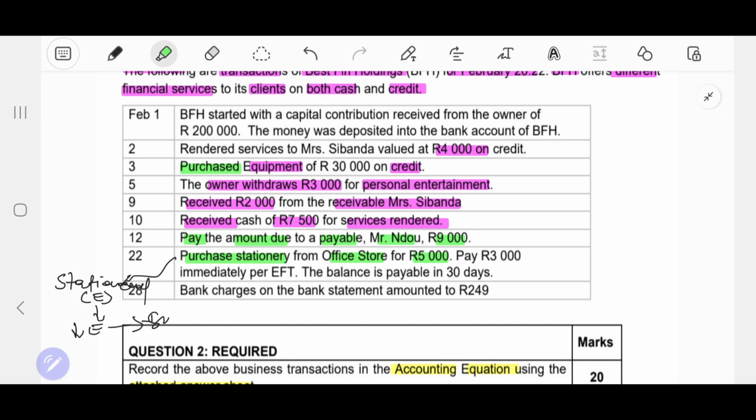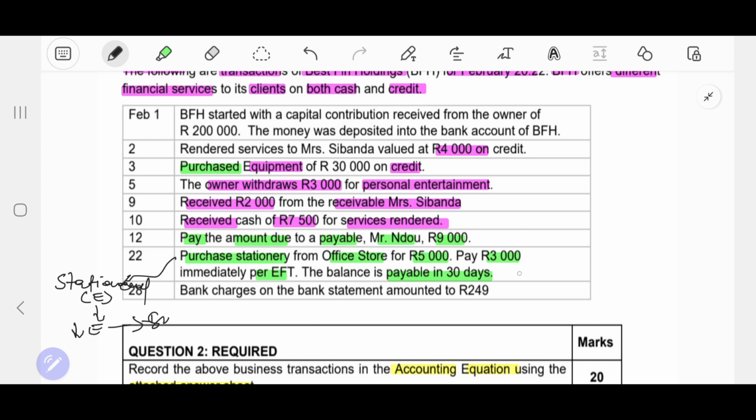Pay 3,000. So remember, I told you that the transaction is going to tell you two things: what happened and how the transaction was paid for, or how we received the money when we are receiving money. In this instance, we are paying for stationery. We have already been told what was bought, so now we need to be told how was it paid. Was it paid cash or credit, or even both? Here they tell us that you pay 3,000 immediately, paid through bank, and then the balance is payable in 30 days. So you will pay some of the debt in cash, and the rest is going to be a liability.